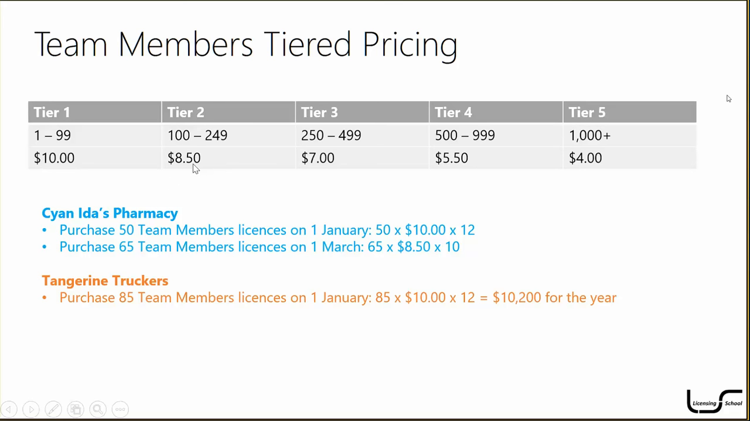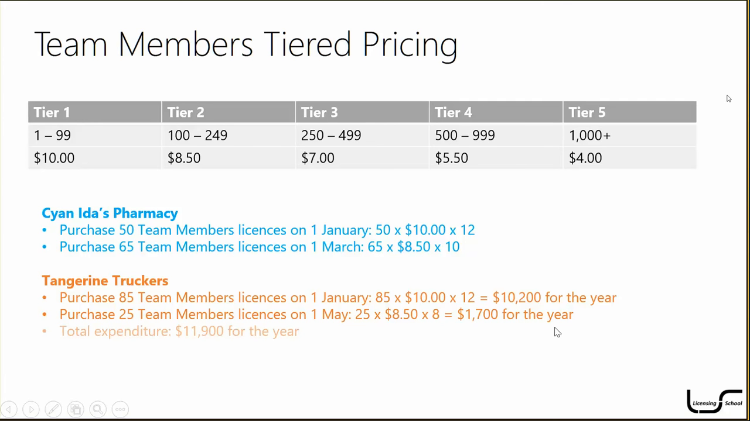Yeah, absolutely. Very good. But there's something else I want you to know. 85 licenses, that's how much it's going to cost to pay for the whole year. So it doesn't matter if it's up front or if I'm just paying monthly. Have a look here. If I buy 25 licenses on the 1st of May, then I'm going to be paying 25 times, I'm in tier 2, so times the 850 times the 8 remaining months, that's the amount I pay for the year. So in total, I'm going to be paying $11,900 for the year.